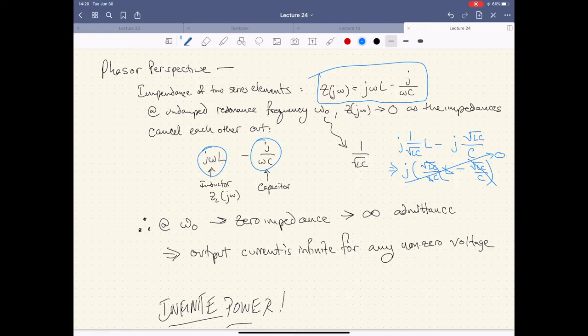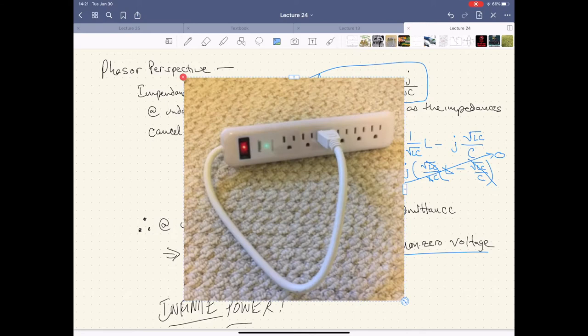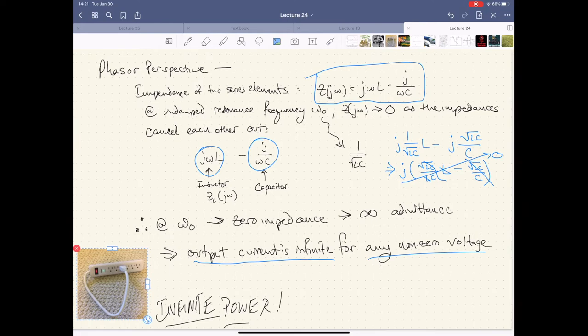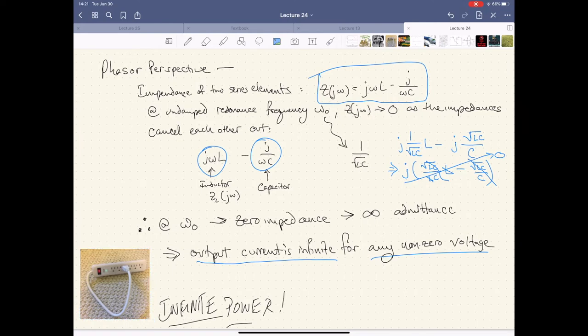And so when I cancel out all of my little impedances, I end up with a really interesting equation at that point. So at this point, the output current is infinite for any non-zero voltage because there's literally no resistance or impedance in that system anymore with respect to that particular frequency. And so we get something that looks like infinite power here, right? Something like this. I think this is pretty accurate. I don't know if you guys have done this one in the lab yet to generate infinite power.